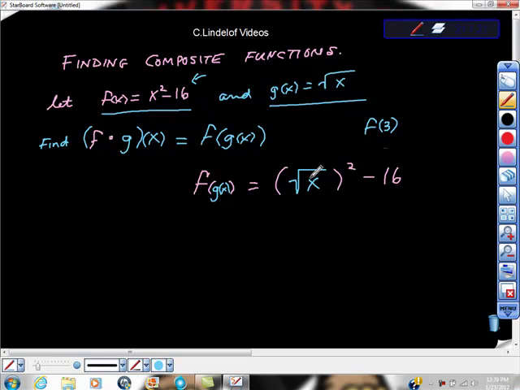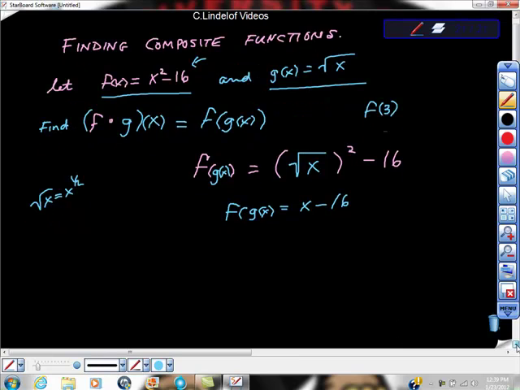And then, of course, we know that the square root of something squared is that thing itself, isn't it? Remember that the square root of x is the same as saying x to the 1/2 power. So the square root of something squared is just that thing. So f of g of x is simply equal to x minus 16. Right? We could go back and do it the other way.